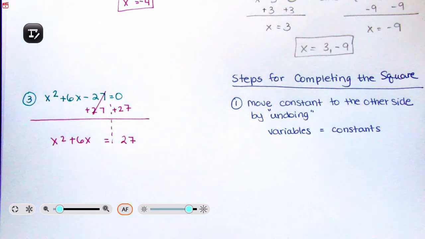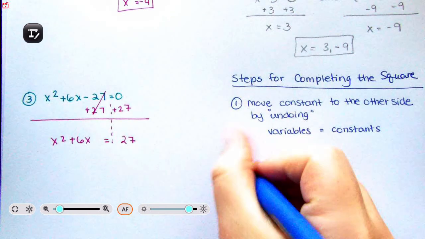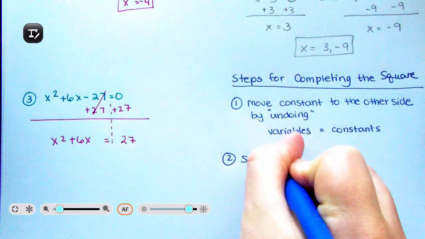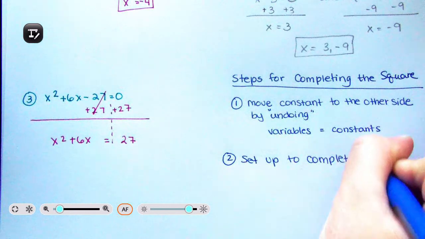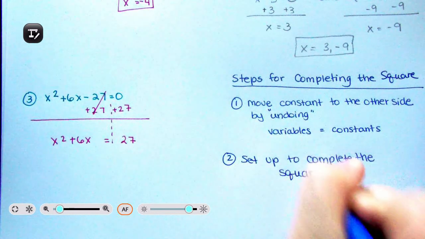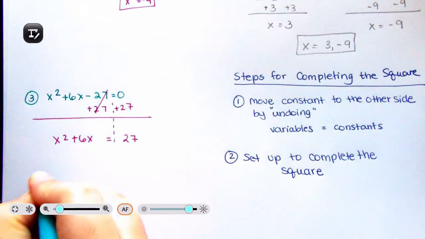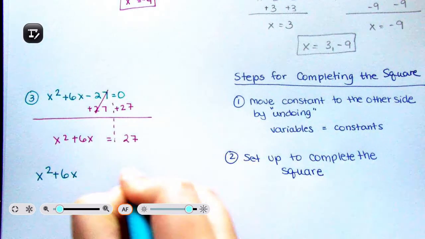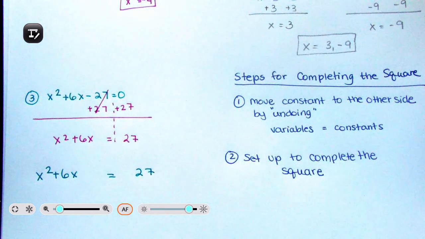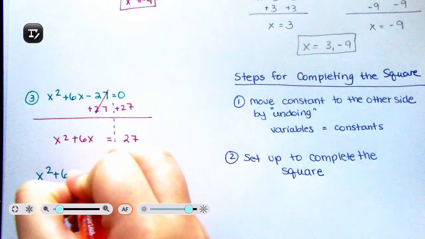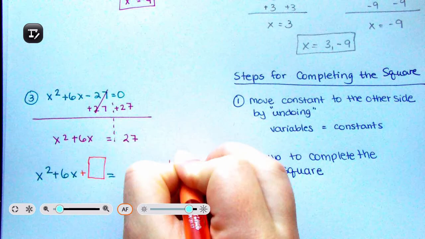Step number 2 is optional. I'm still going to write it, but it is optional. You're going to set up to complete the square. Okay, what that means is you're just going to create some space. So you're going to have an area here, and you're going to have an area here that you're going to fill in with something.